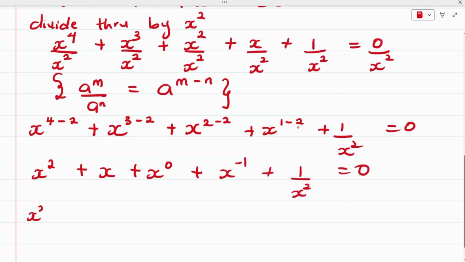So we have x squared plus x raised to the power of 0, which is the same thing as 1, plus, now x raised to the power of negative 1 can be written as 1 over x, plus 1 over x squared, which is equal to 0.